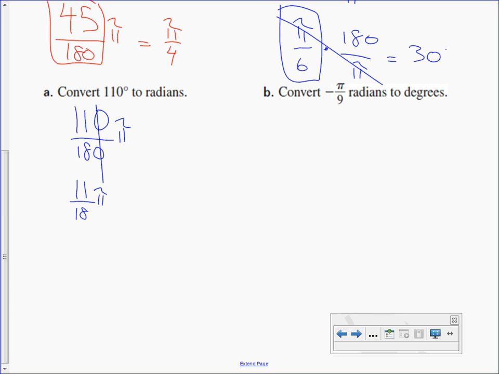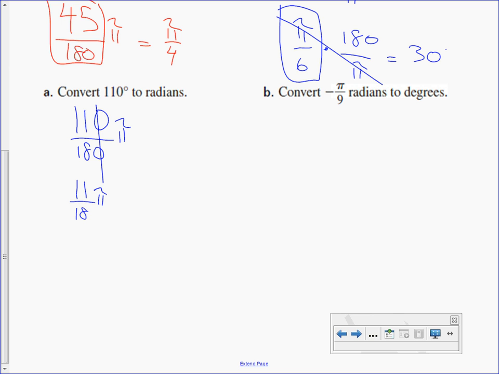Would you write it like 11 pi over 18? That's fine. Either way is fine. Okay? You guys can write it as 11 pi over 18, or if you want to write 11 over 18 times pi. Either one of them is fine. It means the exact same thing to me.